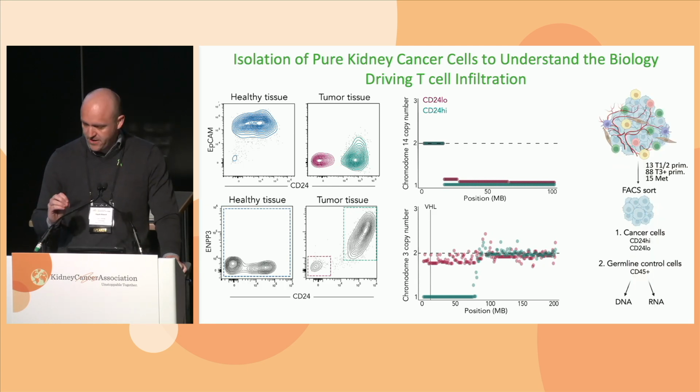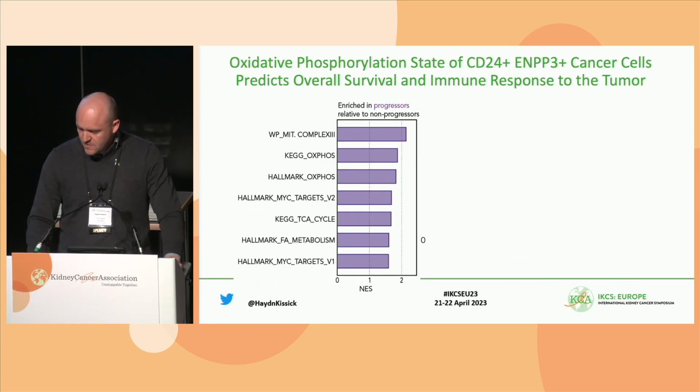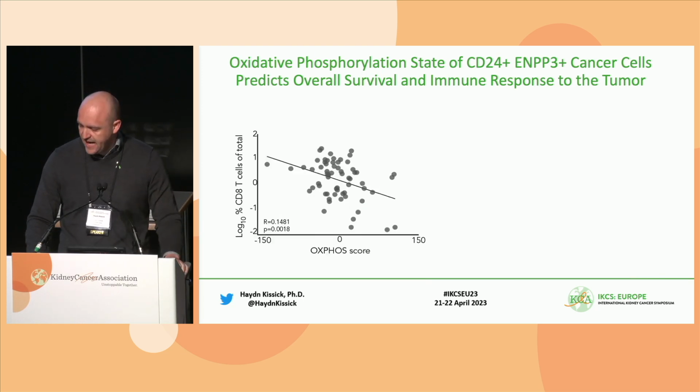We did DNA and RNA sequencing to learn what's different about hot and cold kidney cancer cells and why do they respond to immunotherapy. The first thing that came out was all oxidative phosphorylation. All the patients that progressed later on immunotherapy and didn't have very good immune responses had very high levels of oxidative phosphorylation in their cancer cells. And if we correlate just the CD8 infiltration with this oxidative phosphorylation score, this was one of our strongest correlations.